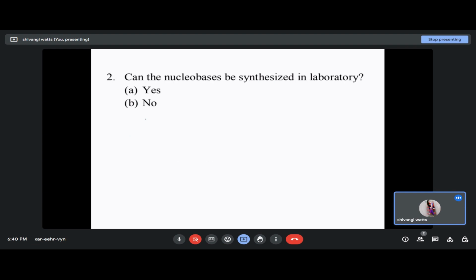So moving to the next question: can the nucleobases be synthesized in the laboratory? What are the nucleobases? Nucleobases are the bases present in the DNA. DNA is basically composed of nucleobases, sugar and phosphate groups.